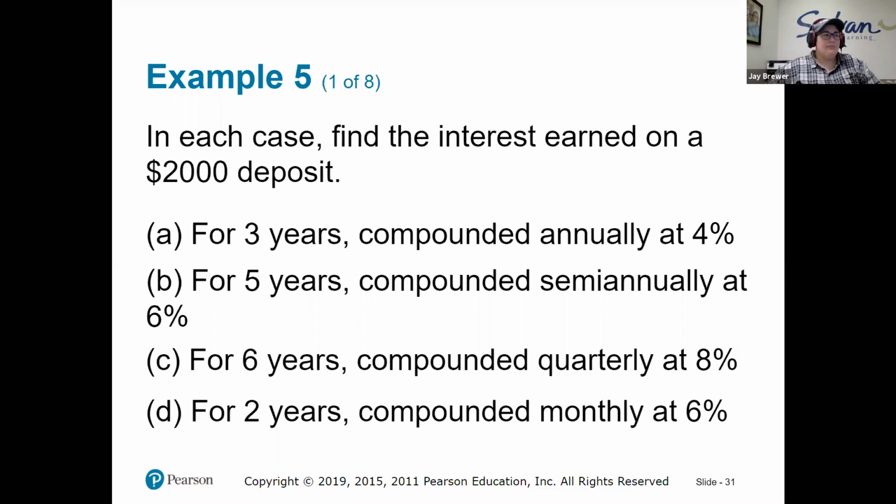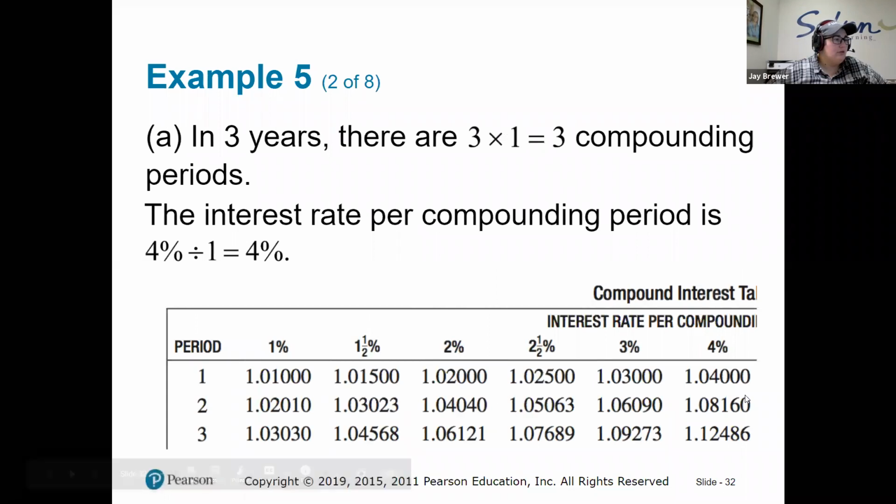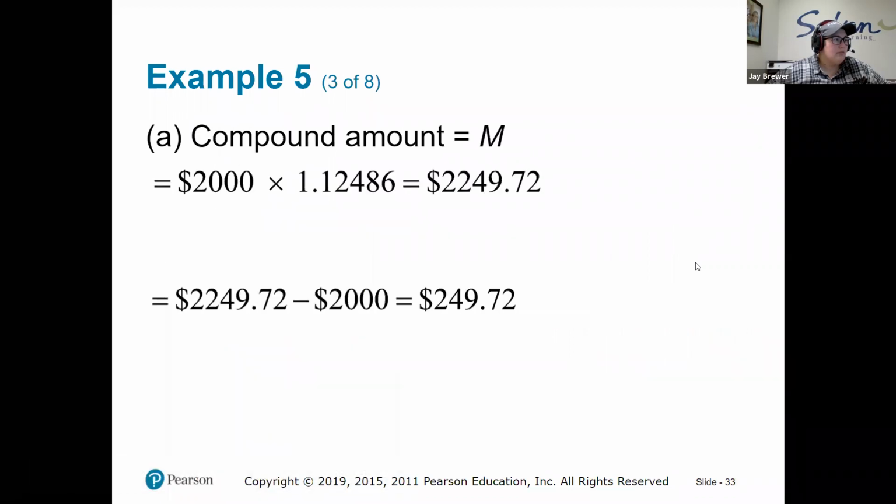All right, let's do it. In 3 years, there are 3 times 1 compounding periods. The interest rate per compounding period is 4% divided by 1, which is 4%. So if you go to the table, here's 4, you drop down to 3, and you're going to multiply by that number, 1.12486. So you take 2,000 times the number from the table, and then you do your subtraction.